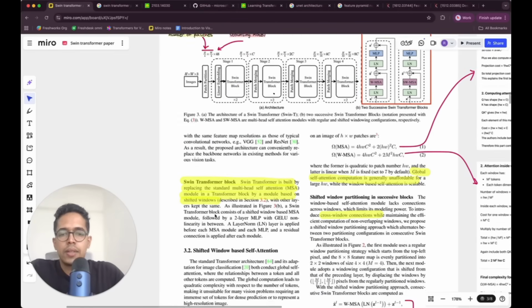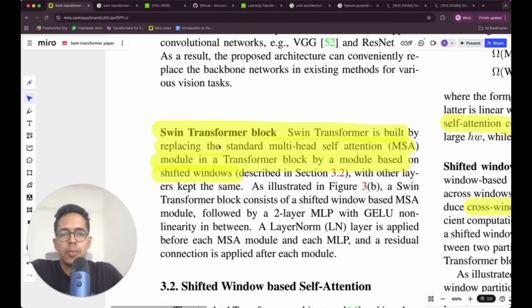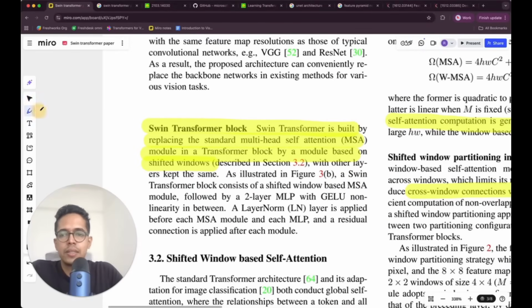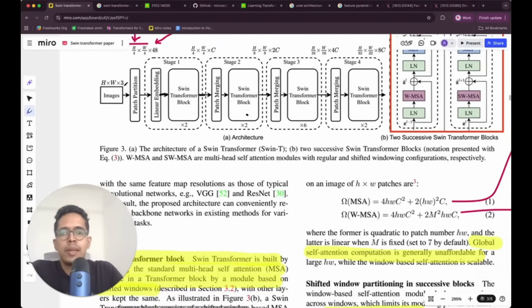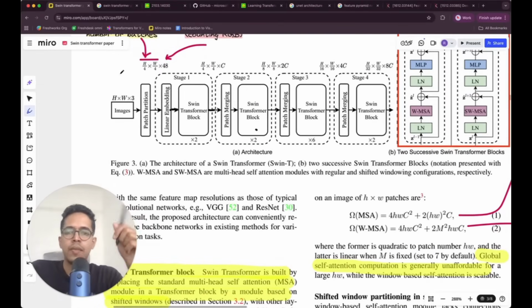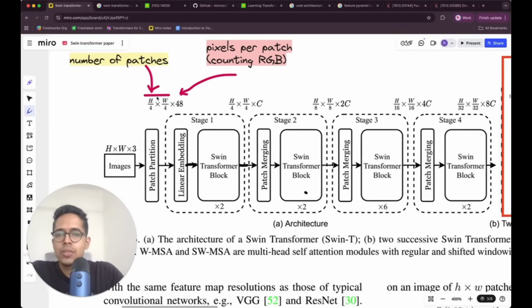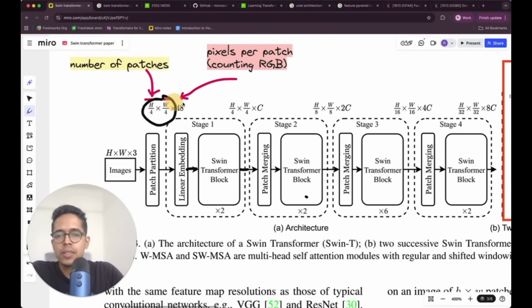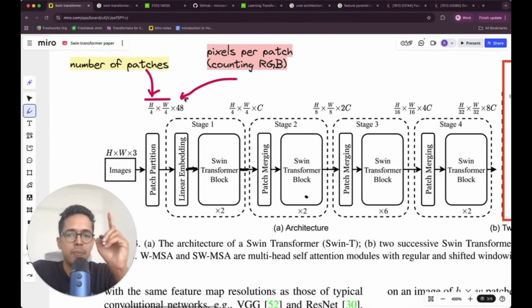All right. Okay, now let's read about the Swin transformer block. So what essentially happens to the image, just to reiterate: this is the input, height by width by 3. Then patch partition will convert the image into patches of size 4 by 4, which means the total number of patches is H/4 multiplied by W/4. This product is the number of patches.